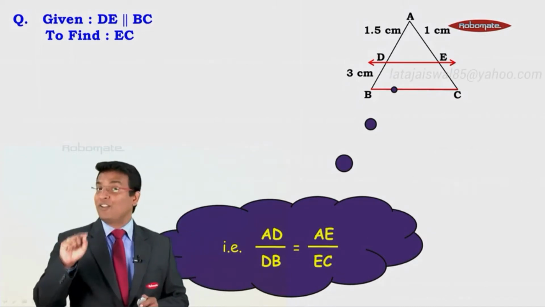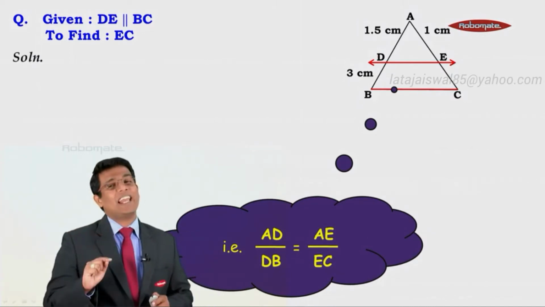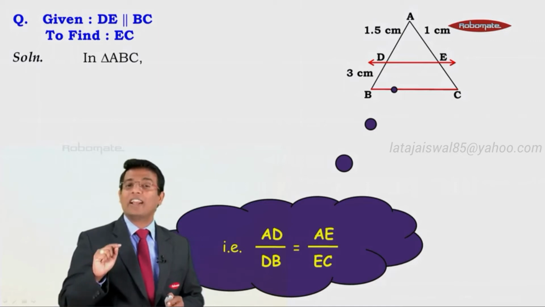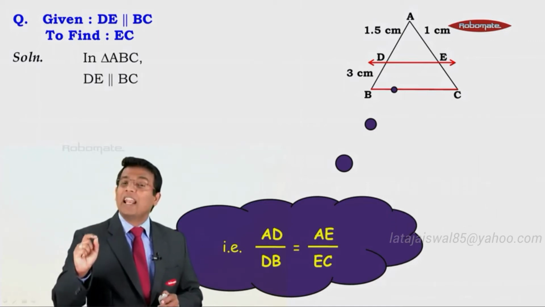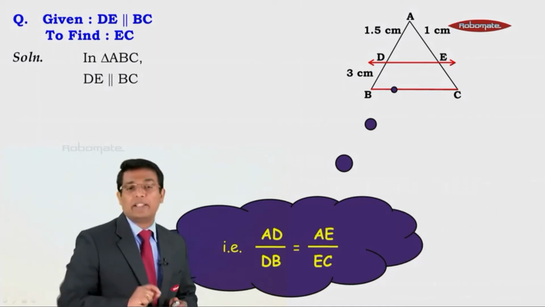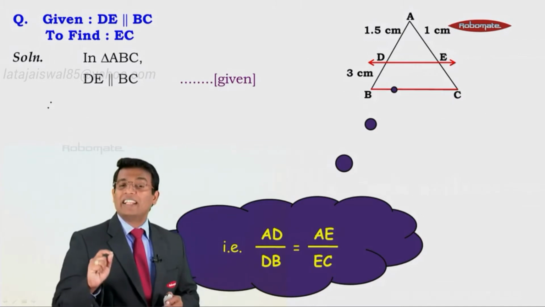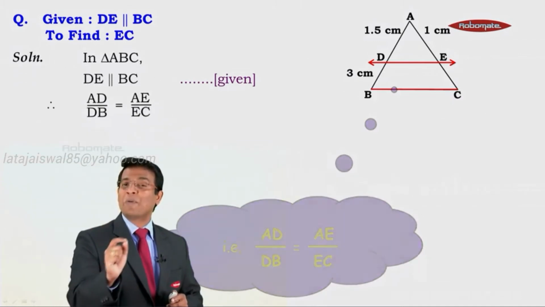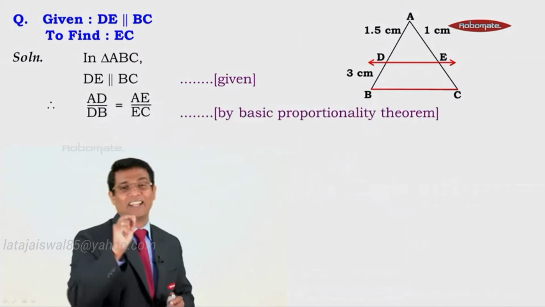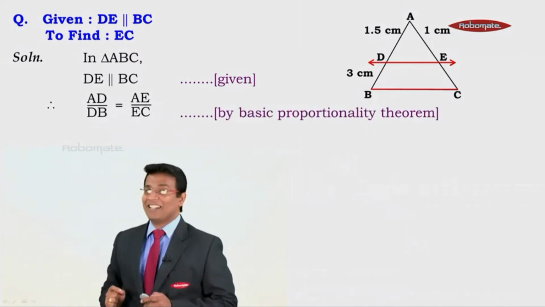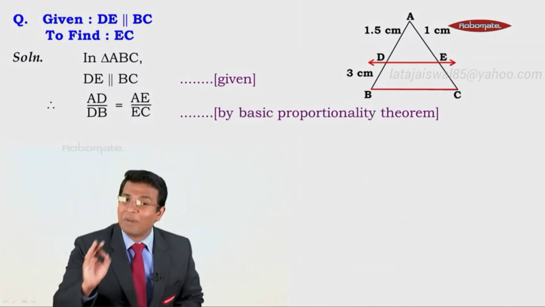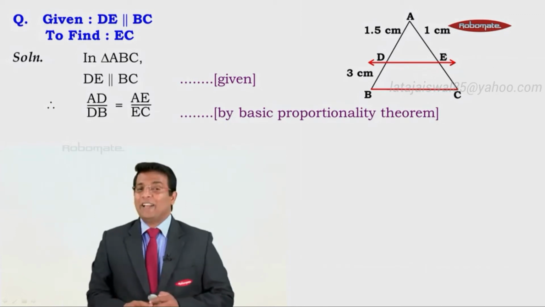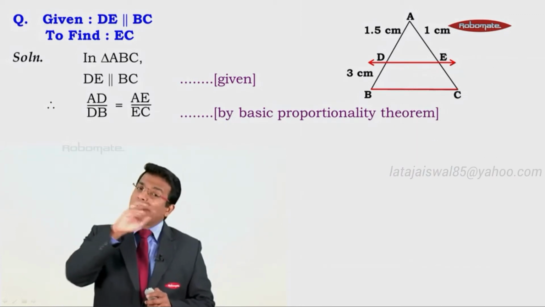So what is the presentation? We know that in triangle ABC, so we write there in triangle ABC, that line DE is parallel to side BC. Therefore, we get that AD upon DB is equal to AE upon EC, and we write the reason there by basic proportionality theorem, or in short we can also write by BPT, right? So we applied. Now we need to just substitute the values there.